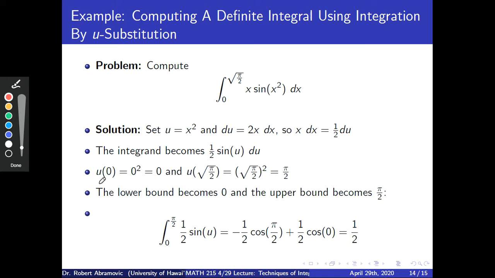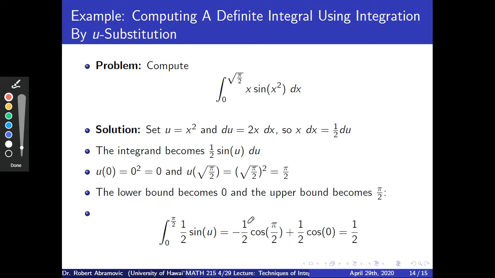So when we plug in 0 to the function u, we get 0 squared, which is 0. When we plug in square root of pi over 2 to the function u, we get square root of pi over 2 squared. Squaring undoes square root, so we're left with what's inside the radical, which is pi over 2. The lower bound becomes 0, the upper bound becomes pi over 2. So the definite integral from 0 to pi over 2 of 1/2 sine of u, we just forgot the du there, it's not that big of a deal, times du is equal to negative 1/2 cosine of pi over 2 plus 1/2 cosine of 0.